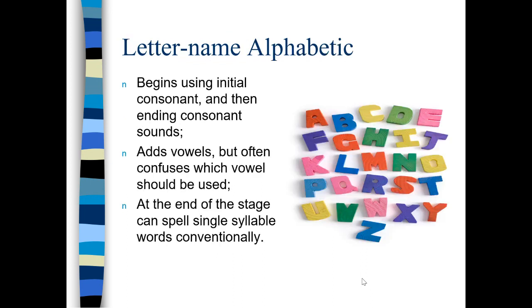In the letter name alphabetic stage, the students begin to understand an initial consonant and an ending consonant sound. This is where we start thinking about the CVC words and the CVVC words and so on. Here the students understand vowels, but may become confused as to which vowels to use. And by the end of the letter name alphabetic stage, the students can spell single syllable words conventionally. They've got those single syllable words down.